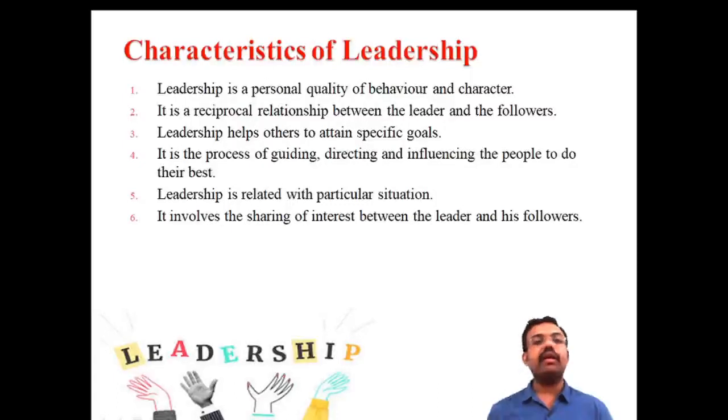And what are the characteristics of leadership? It's a personal quality. There is a reciprocal relationship between the leaders and followers. Leadership helps others attain a specific goal. It's a process of guiding, directing, and influencing people. Leadership is related to a particular situation. It's a sharing of interest between the leader and his followers. These are the characteristics of leadership.